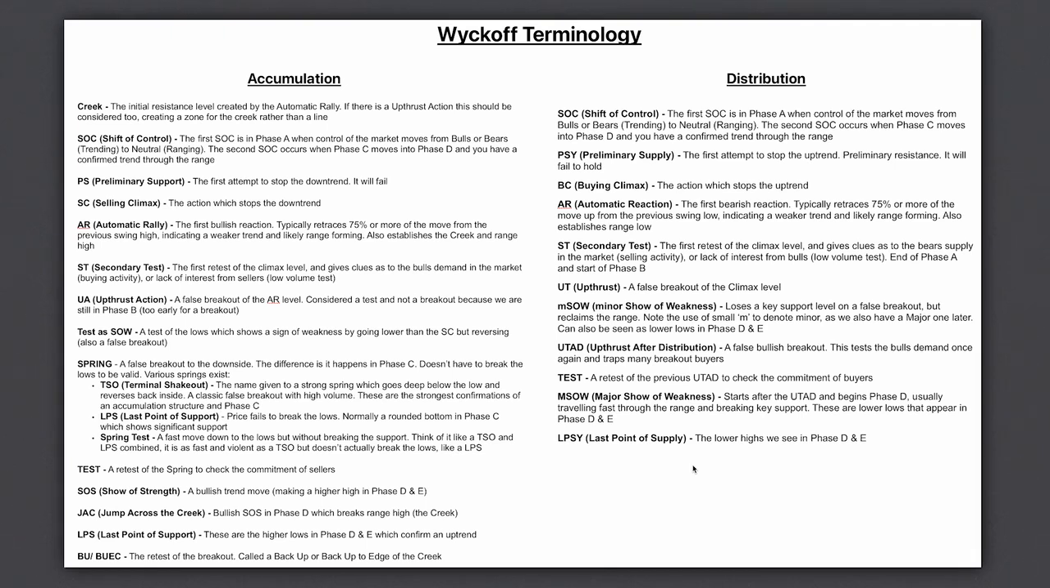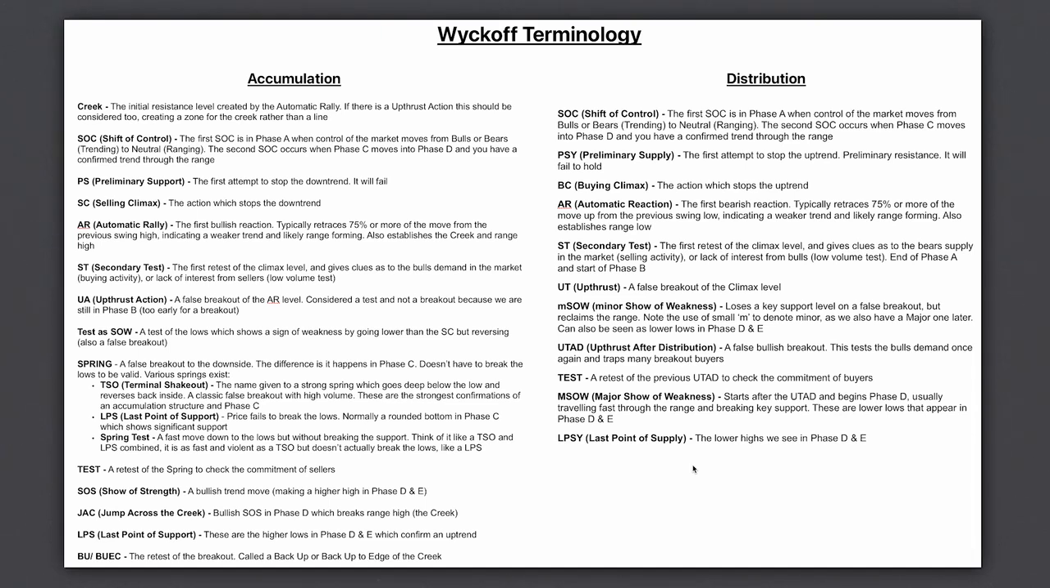You have PS, which stands for preliminary stop, and in the accumulation, it's a preliminary support. So that's the low before the climax low. So before the end, it's your most recent low. Selling climax is where the downtrend officially ends and your range starts. Automatic rally is the first bounce after that bottom. Secondary test is when we come back down to the climax level, and this is where we get some clues about the demand in the market. So are the bulls stepping in like they should, or is there a lack of interest from sellers?